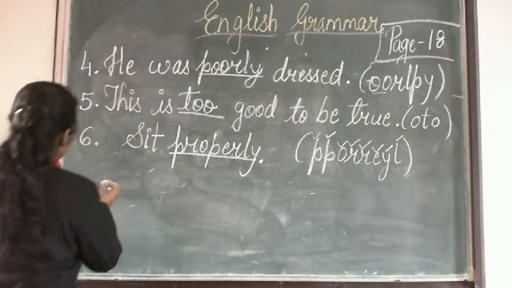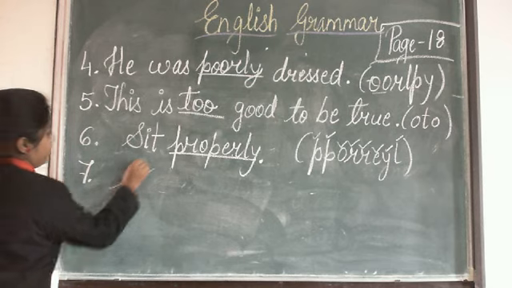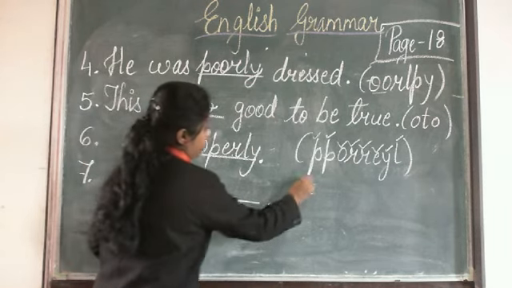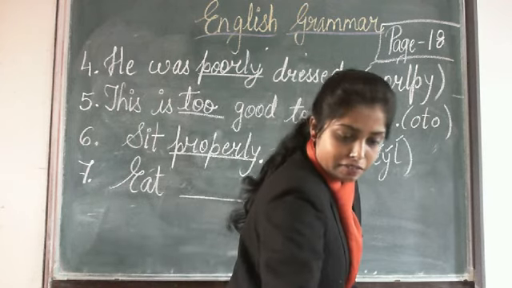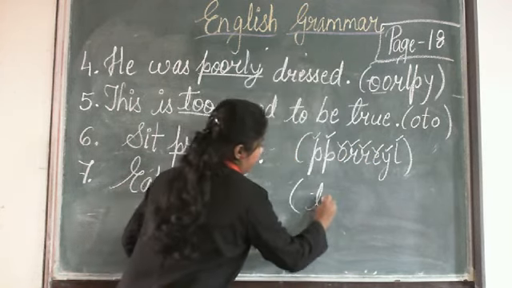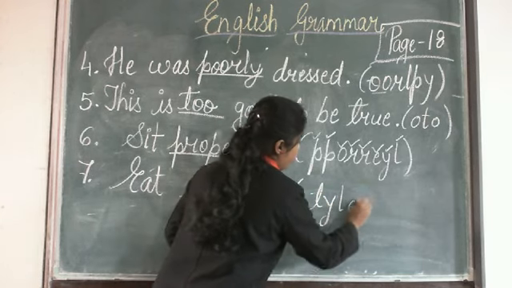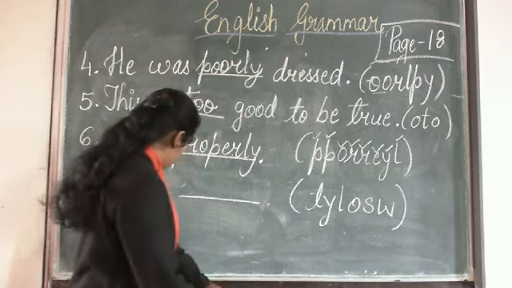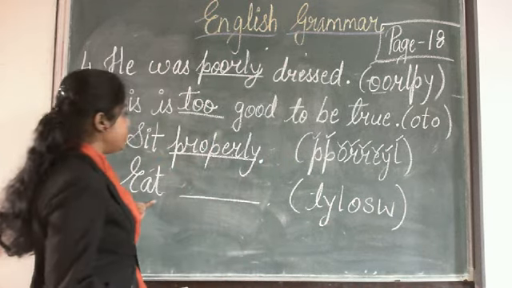Sentence number 7. Eat dash. Okay. L-Y-L-O-S-W. L-Y-L-O-S-W. So, how we should eat?